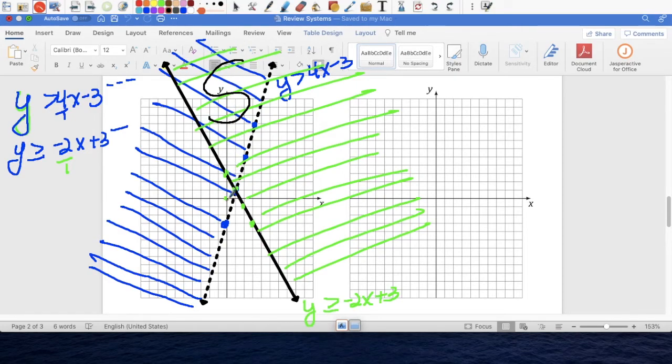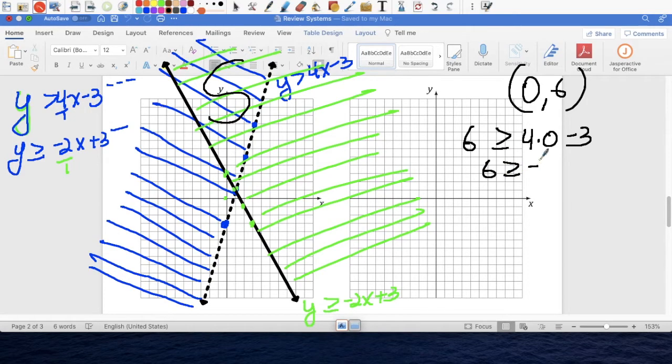So let me pick 0 and 1, 2, 3, 4, 5, 6. Let me pick 0 and 6, which is right here. And that should work for both inequalities. So let's try the first one. We get 6 greater than 4 times 0 minus 3.